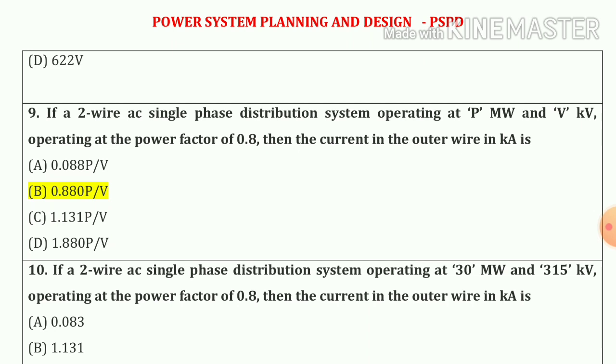Now question number 9. If a two-wire AC single-phase distribution system operating at P megawatt and V kV operating at the power factor of 0.8, then the current into the outer wire kilo ampere is, so our answer is option number B, 0.880 P divided by V.